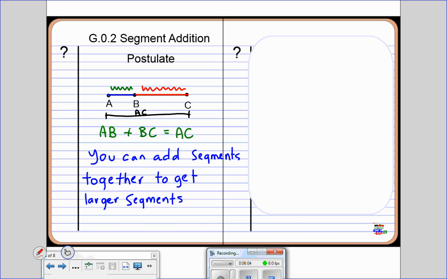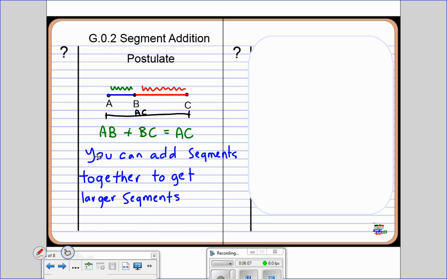And here's what the segment addition postulate says. You can add segments together to get bigger segments. It's that easy. So if you look at segment AB here, I can take segment AB and add it to segment BC, and I can get the bigger segment AC. So the length of AB plus the length of BC should give me the length of AC. And in equation form, I hope this totally makes sense. Put me on pause and just analyze that equation and compare it to the picture and see that it does make sense.